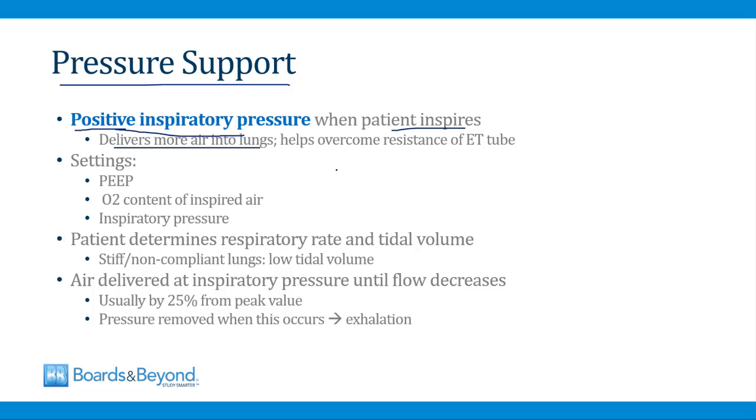And this is especially important when patients have an endotracheal tube in. Breathing through an endotracheal tube is like breathing through a straw. It's very difficult and requires extra force, and that's obviously a bad thing for a patient with respiratory distress. So by adding positive inspiratory pressure, you force air past that endotracheal tube into the lungs, and this is helpful to the patient so that the patient doesn't have to work so hard.